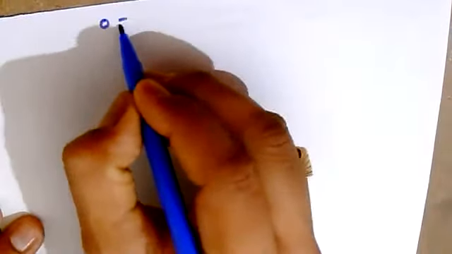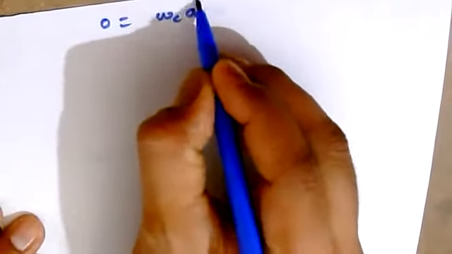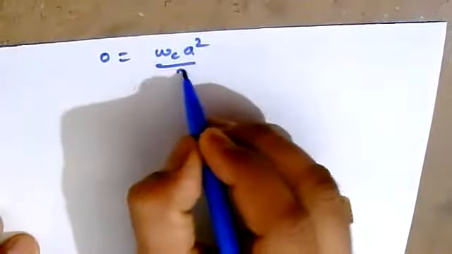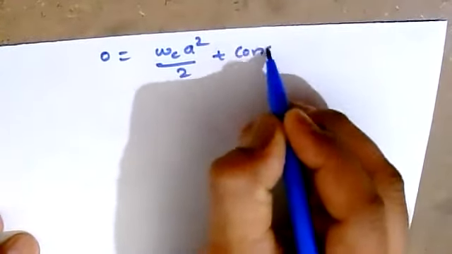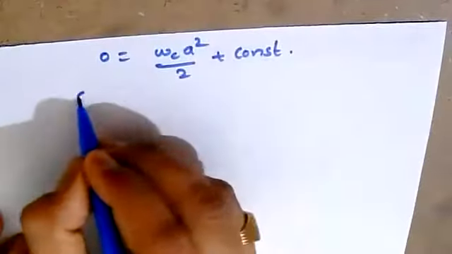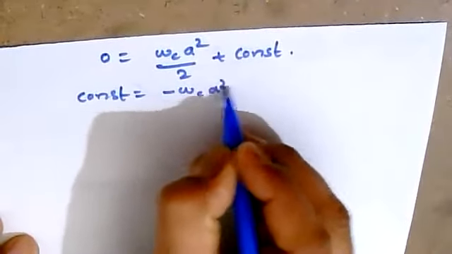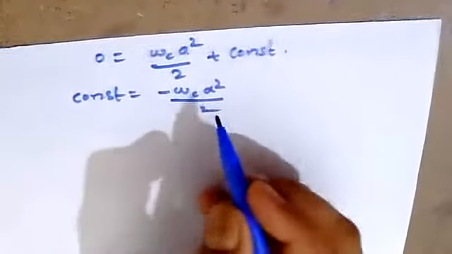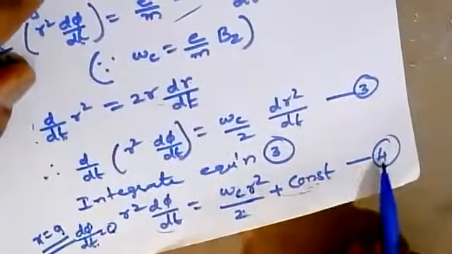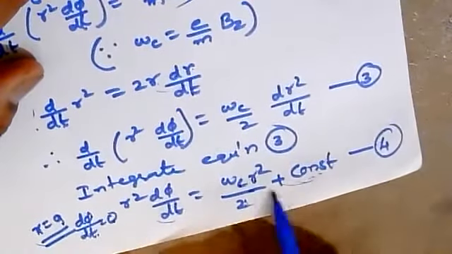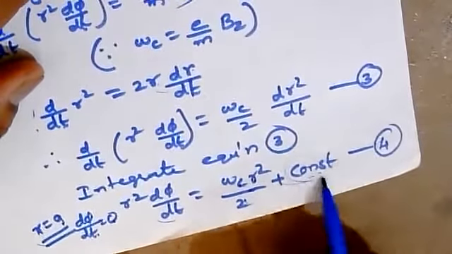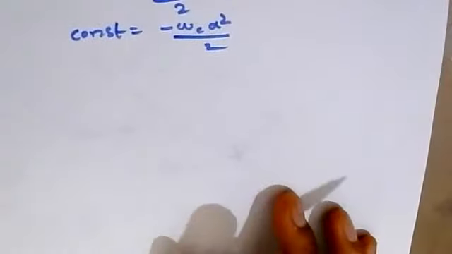Then we get the constant term: 0 will be equal to omega C A square divided by 2 plus constant. So we need to get the constant value. The constant will be equal to minus omega C A square by 2. This constant value we need to substitute in equation 4. Wherever it appears in this equation, we substitute it over here. By substituting, we'll get a standard term.